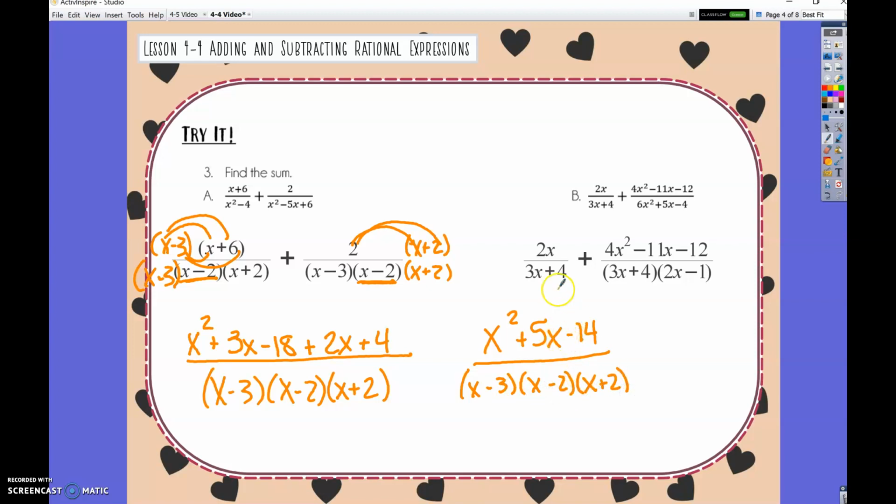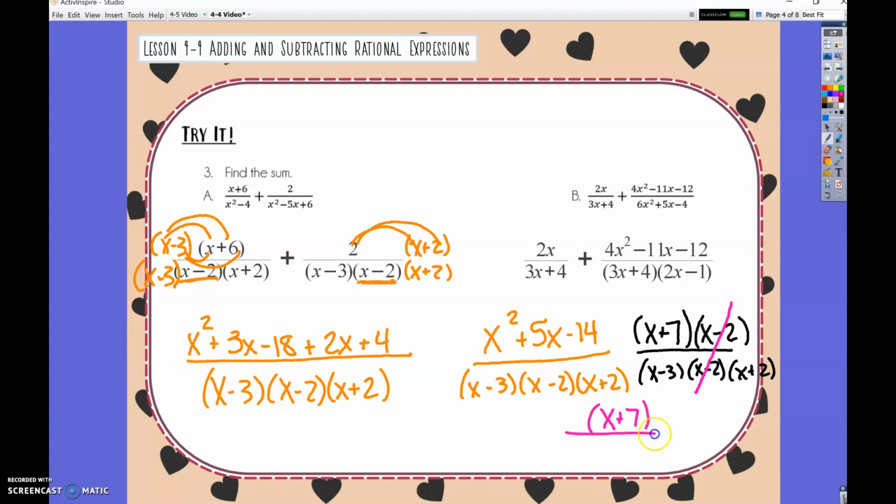We can actually factor that. So it would become x plus 7 times x minus 2. Because remember, that'd be like a negative 14 when we multiply 7 times negative 2, but 7 take away 2 would make 5. If I leave that over our common denominator, they actually have a common factor. We can reduce it like we did in section 4.3. These cancel. My final answer is x plus 7 over x minus 3 times x plus 2.